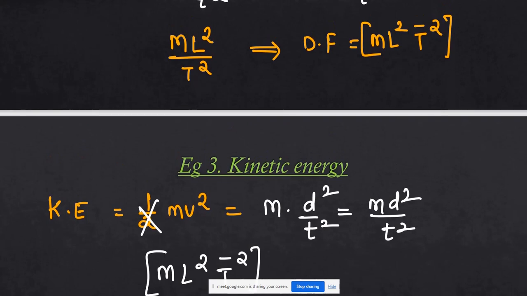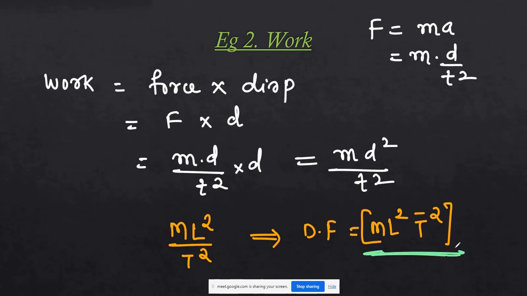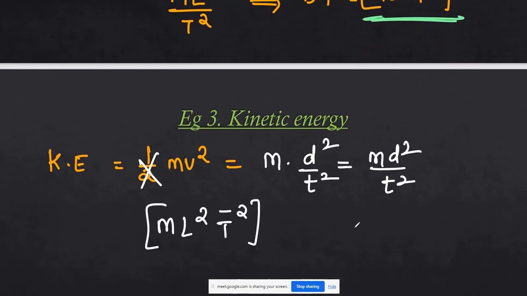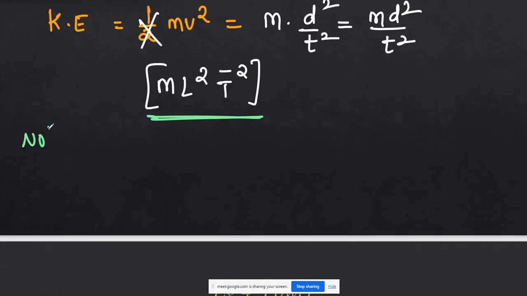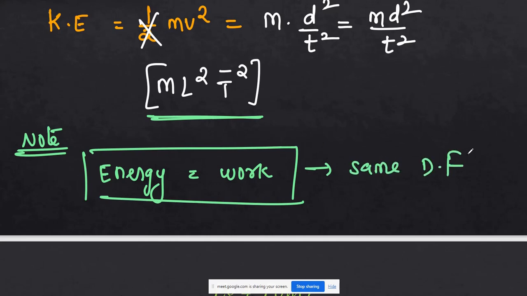Now you just observe one thing. Our previous example was the dimensional formula of work, which was M L square t power minus 2. The present question is energy. That is also M L square t power minus 2. So here you need to understand a note point. The energy dimensional formula and the work dimensional formula will be the same. Clear? Both have the same dimensional formula. Any kind of energy, potential energy, any kind of energy, and work, both will have the same dimensional formula.